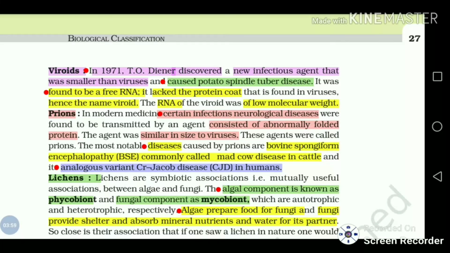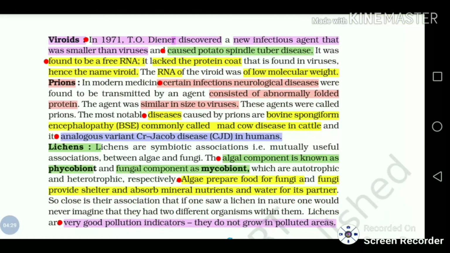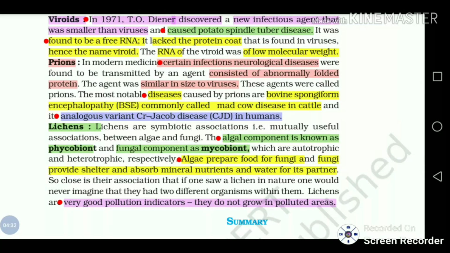The third one is prions. These consist of abnormally folded protein, and they are similar in size to viruses. They cause certain infectious neurological diseases. The diseases commonly caused by prions are bovine spongiform encephalopathy, that is BSE, commonly called mad cow disease in cattle, and an analogous variant, CJD, Creutzfeldt-Jakob disease, which occurs in humans.